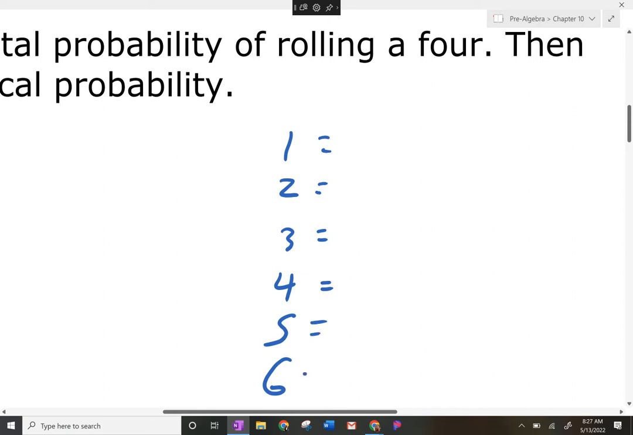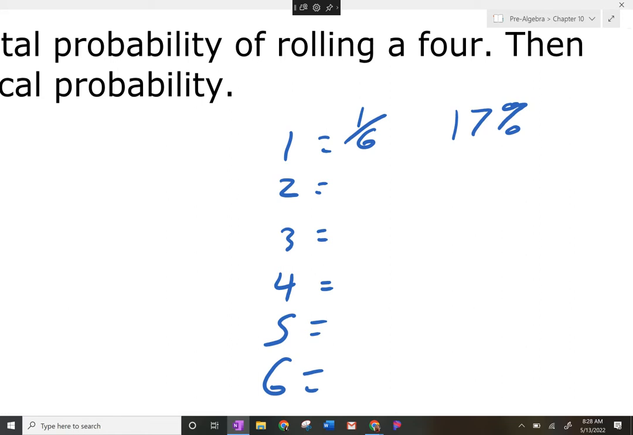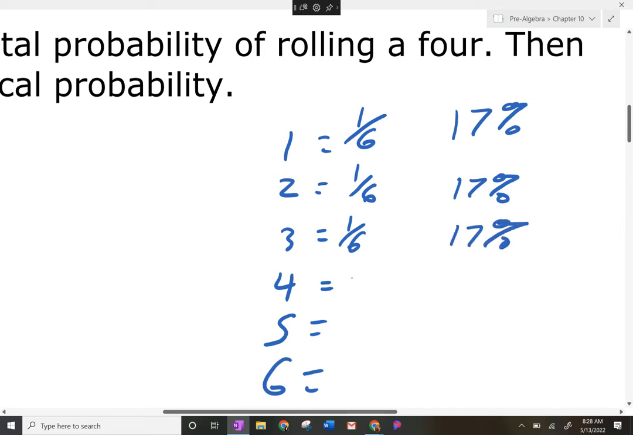Okay, I'm gonna do this real quick. So what's the probability of me rolling a 1? 1 over 6. 1 out of 6 chance. Which converts to, if I want to do a percent, I'm going to do 1 divided by 6, which converts to a 17% chance. Okay, what's the probability of me rolling a 2? Still 1 out of 6. There's only one side that has a 2. So it's still 1 out of 6 or a 17% chance. What about a 3? 1 out of 6 or a 17% chance. Probability of 4. 1 out of 6.